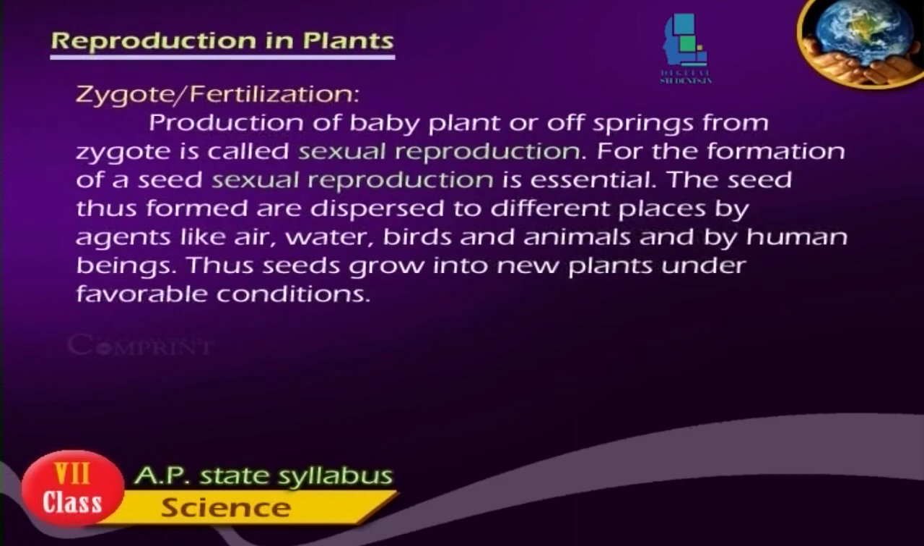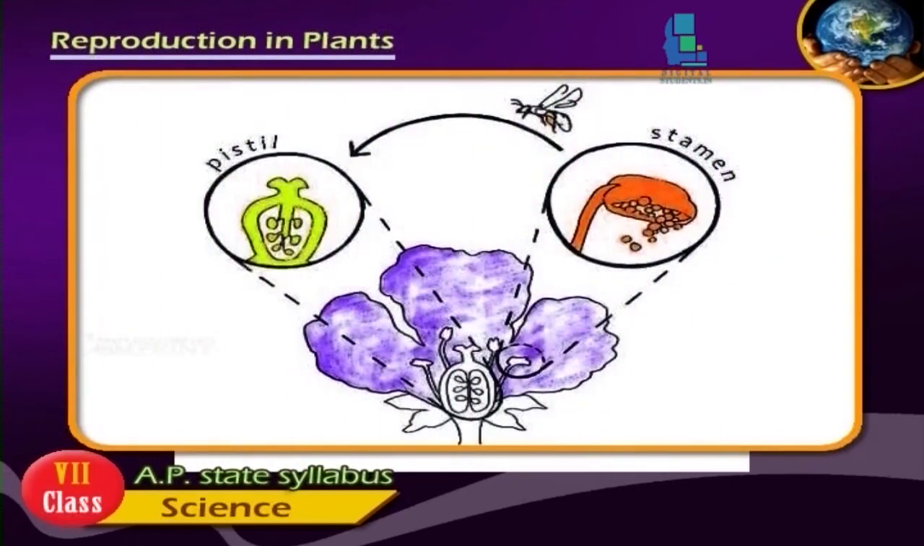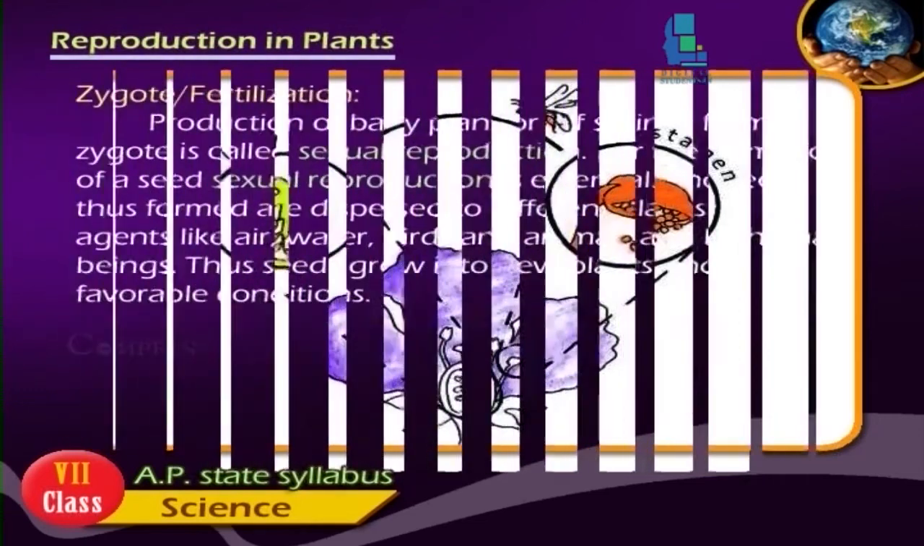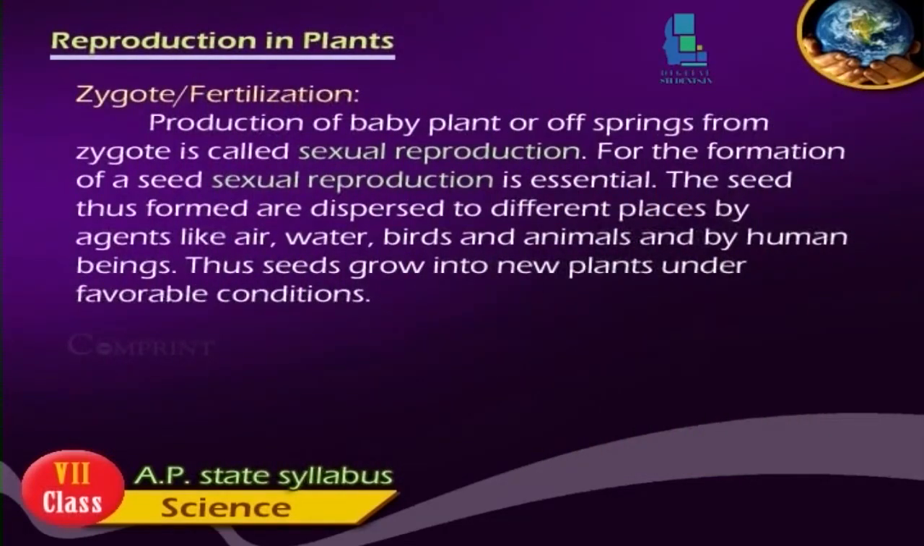Production of baby plants or offspring from zygote is called sexual reproduction. For the formation of a seed, sexual reproduction is essential. The seeds thus formed are dispersed to different places by agents like air, water, birds and animals, and by human beings. Thus, seeds grow into new plants under favorable conditions.